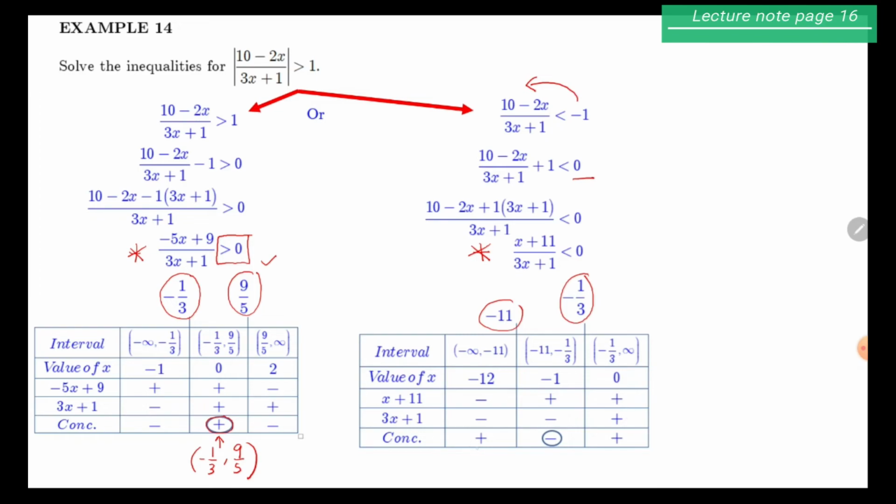Now for the conclusion, we need to divide the sign of the factor x plus 11 over 3x plus 1. So we have negative over negative, which is positive, positive over negative, which is negative, and positive over positive, which is positive. So for the answer for our right side, we need the sign of less than 0. Hence, we choose this region, which is the interval of -11 up until -1/3.